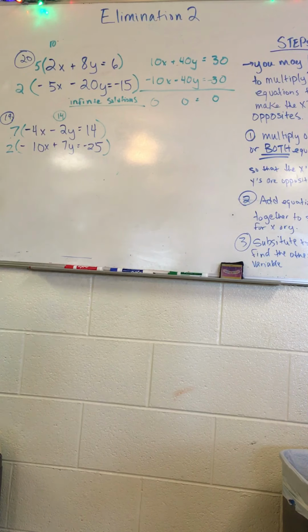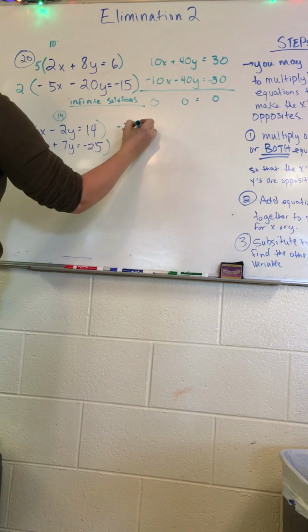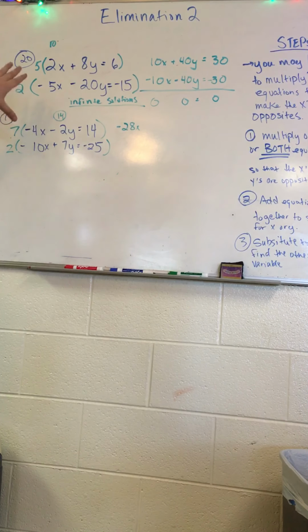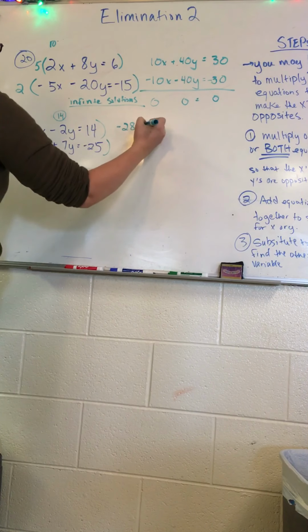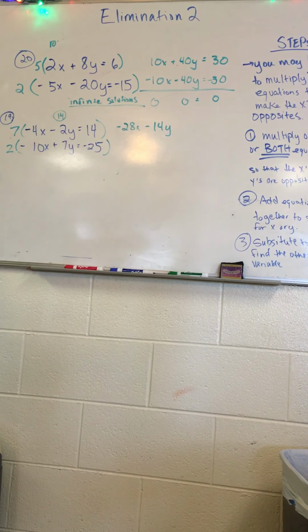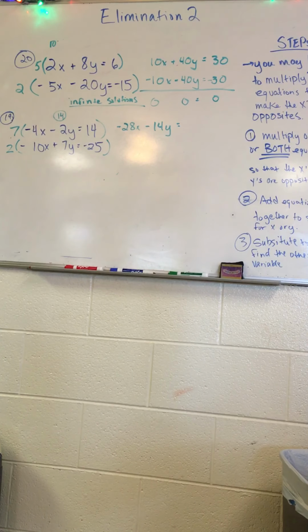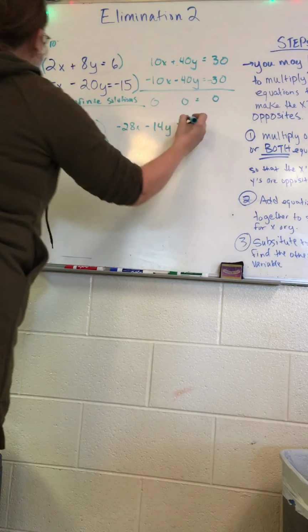Okay, so let's go ahead and start doing this. So I do 7 times negative 4x is going to be negative 28x. And again, we're eliminating y here. You can eliminate either variable. So then I have 7 times negative 2 is going to be negative 14y. And then 7 times 14, let me do that in my head. 7 times 10 is 70, 7 times 4 is 28, 28 plus 70 is 98. So that's going to be 98.